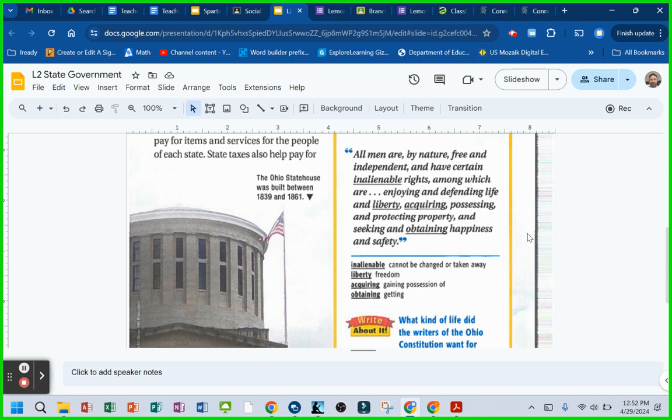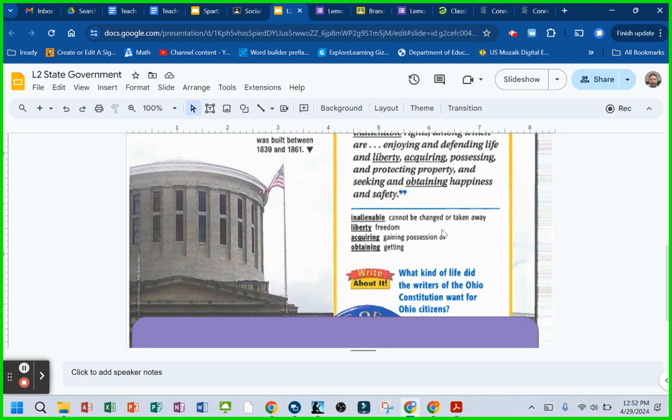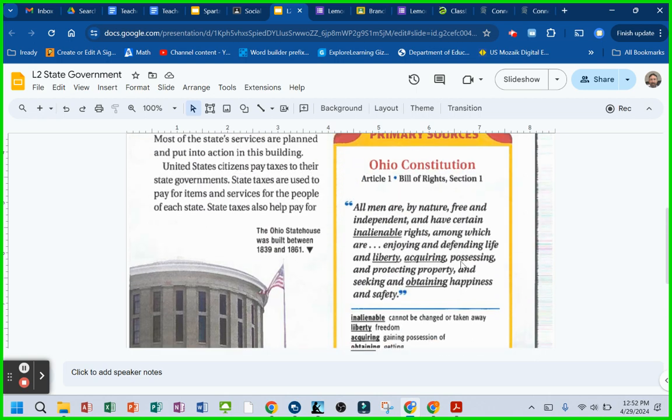It sounds a lot like the federal Constitution, right? All men are created equal and have the right to pursue and enjoy happiness, right? Inalienable, cannot be changed or taken away. They can't alienate those rights, right? Dante, that's what that means. Liberty means freedom, acquiring means gaining or possessing something, and obtaining means getting. It says, what kind of life did the writers of the Ohio Constitution want for Ohio citizens? You could probably get a lot from just that little section, right?